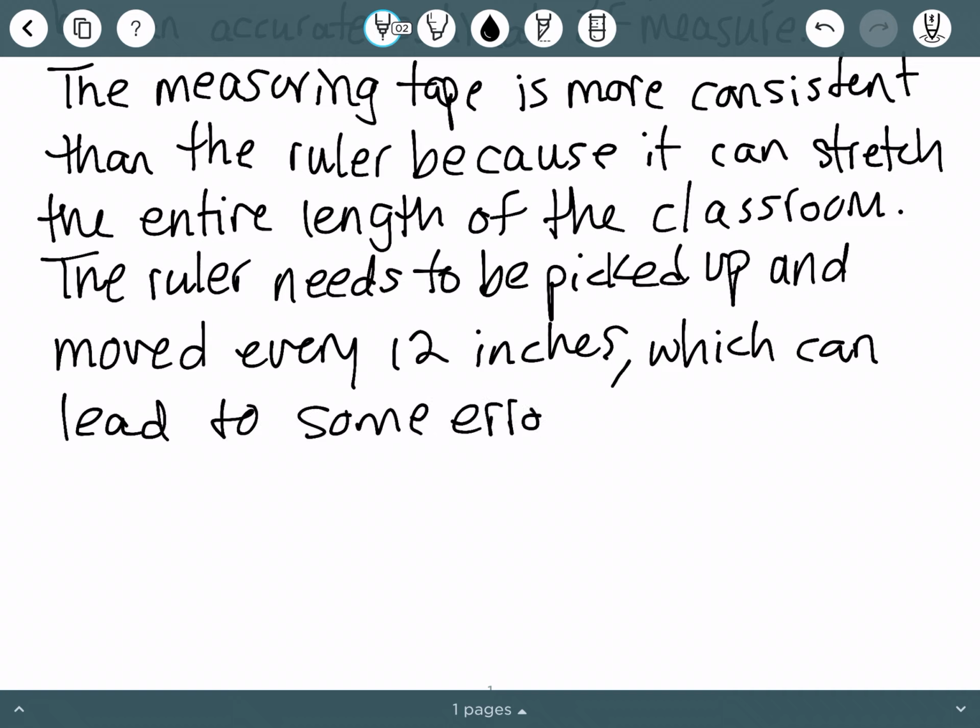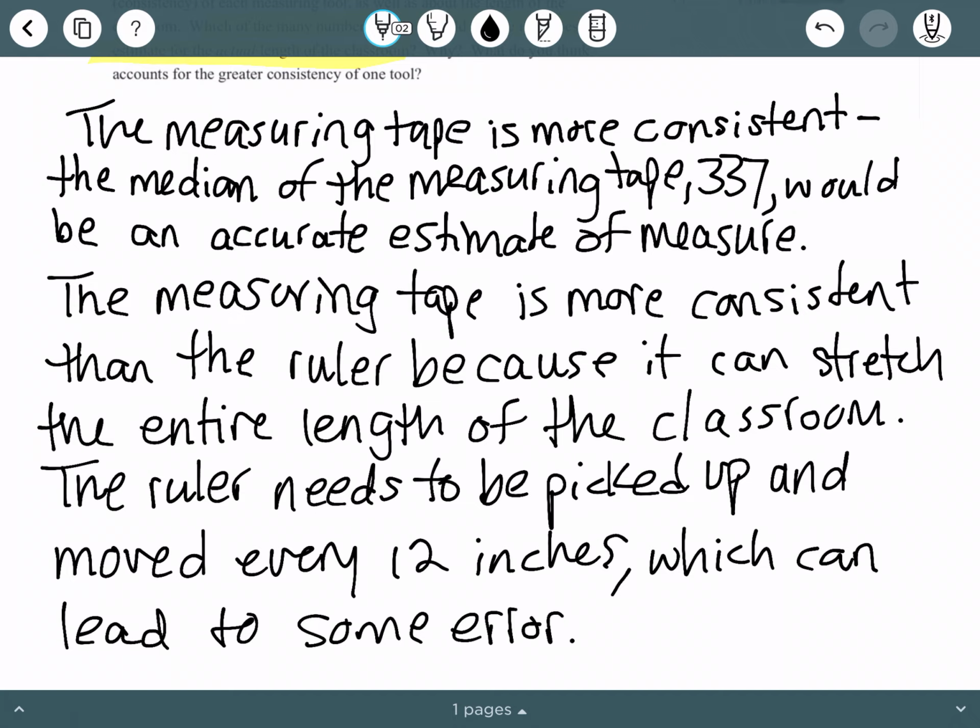So there are definitely things to think about and consider when choosing an accurate measuring tool. So what would be most appropriate for which situation? Well, in this case, the measuring tape. All right, and that is all for 8-6.